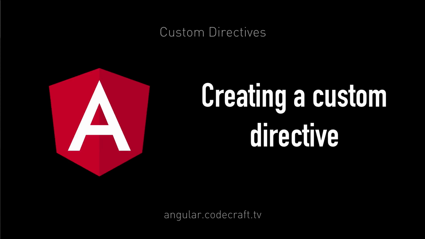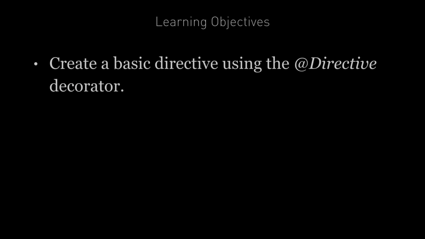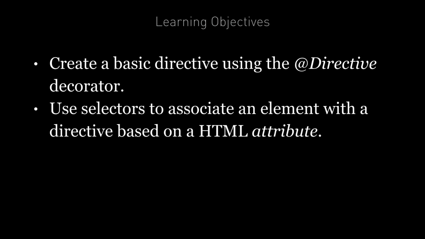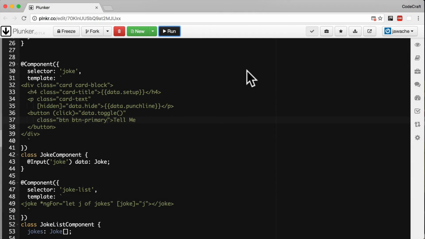In this lecture, we are going to create our very own custom directive. By the end of this lecture, you are going to know how to create a basic directive using the directive decorator. You're going to know how to use selectors to associate an element with a directive based on an attribute. And you are going to know how to interact with the raw DOM element of the associated element from the directive.